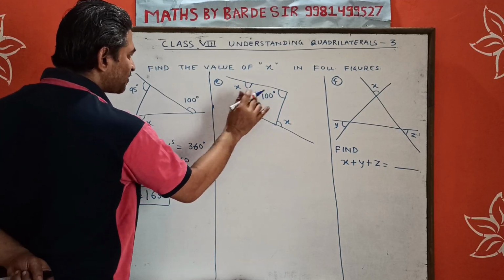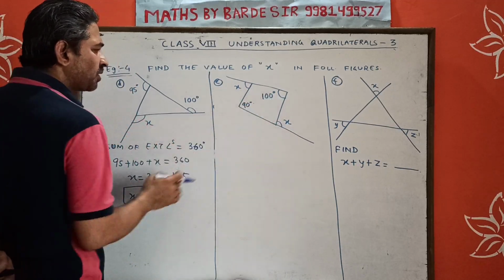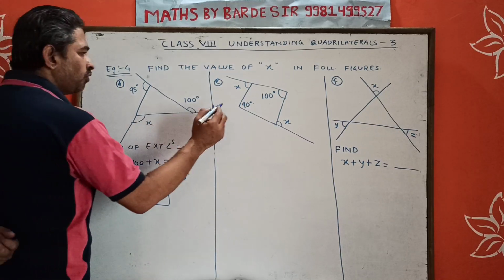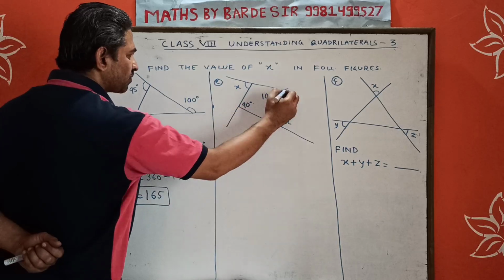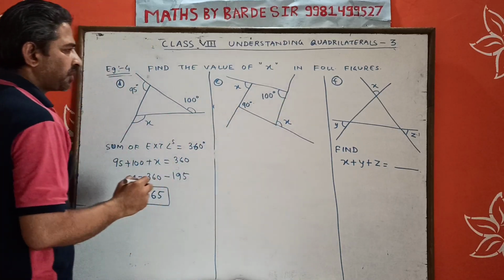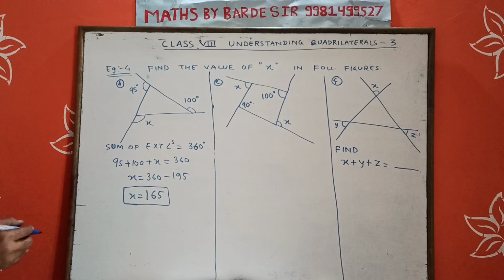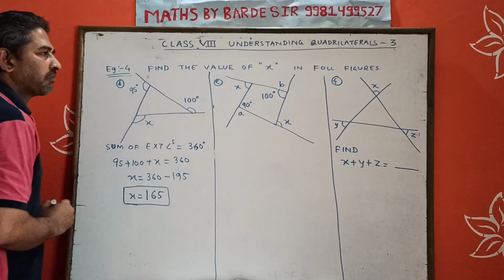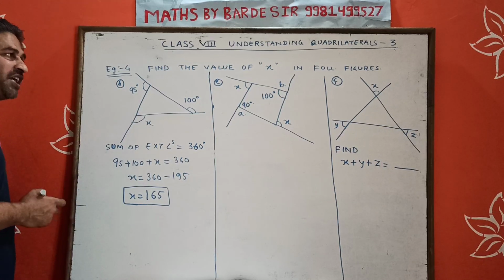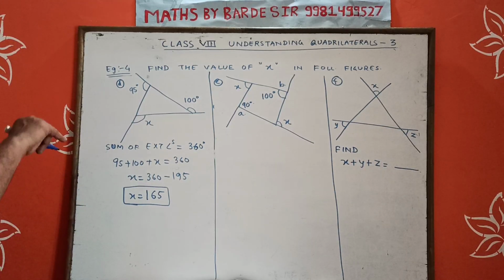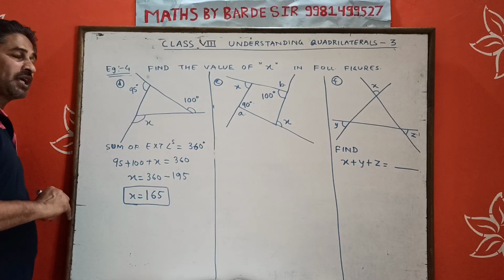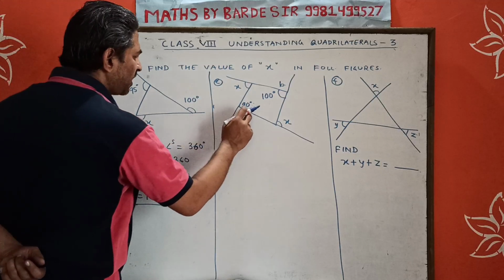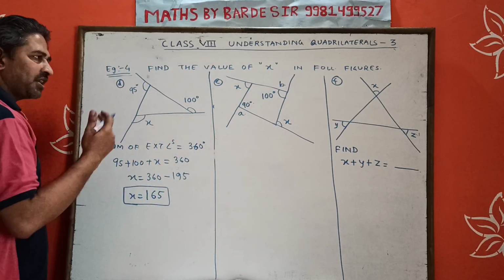Now, as we are given these two are interior and these two are exterior. So what we do, we'll extend the sides to get the two exterior angles. And let's mark these exterior angles as A and B. So first we'll find out the value of A and B, and then we apply the property that is sum of exterior angles is 360.